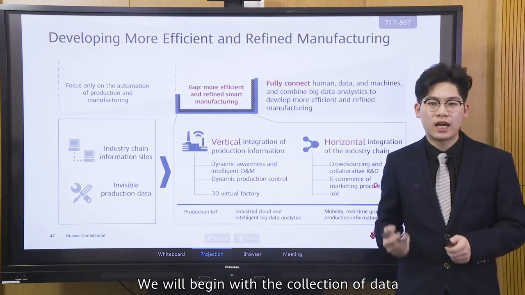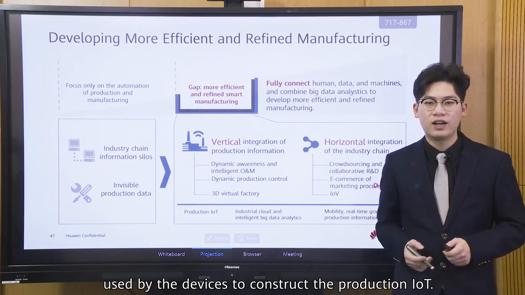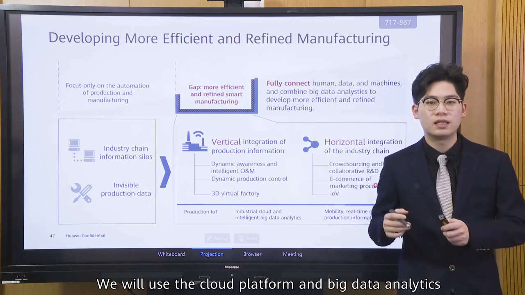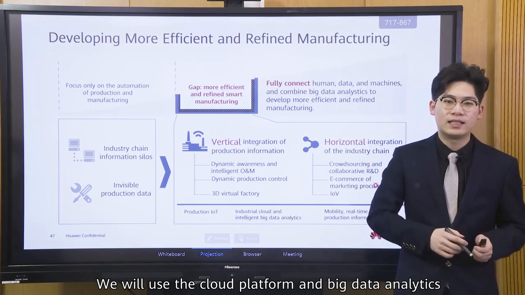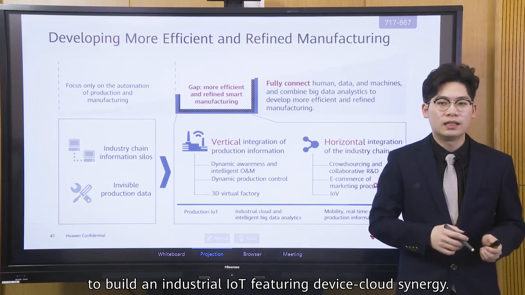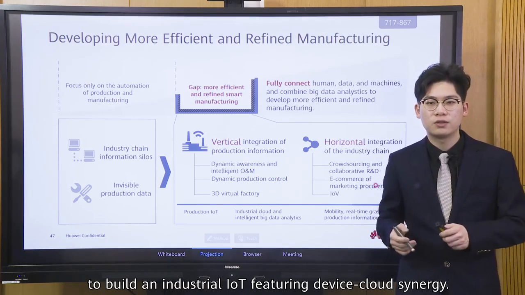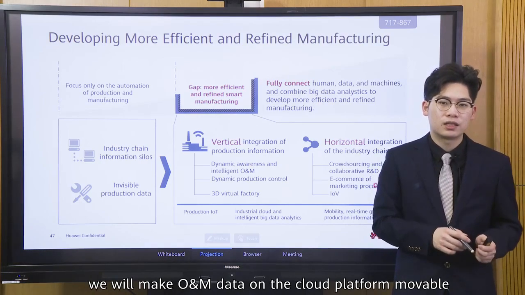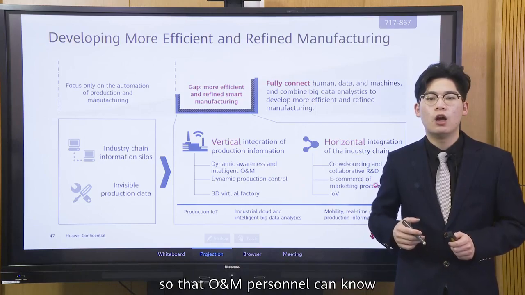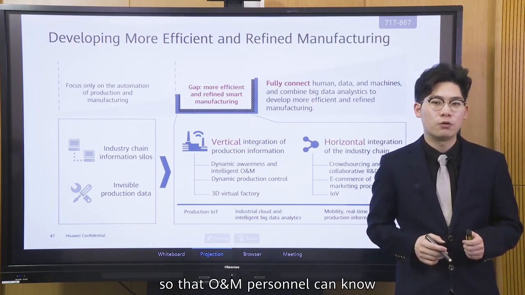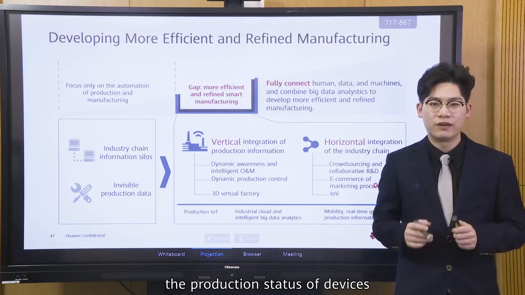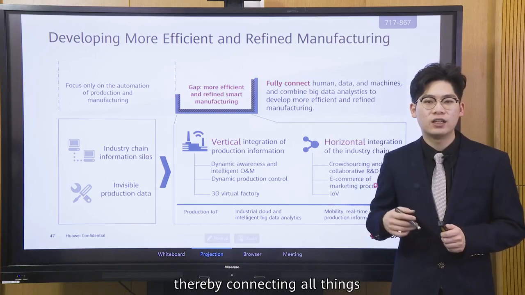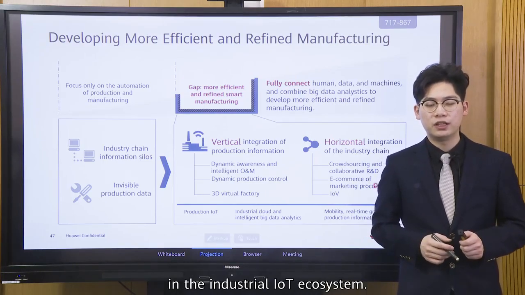We will begin with the collection of data used by the devices to construct the production IoT. We will use the cloud platform and big data analytics to build an industrial IoT featuring device cloud synergy. After that, we will make O&M data on the cloud platform movable so that O&M personnel can know the production status of devices in the factory anytime and anywhere, thereby connecting all things in the industrial IoT ecosystem.